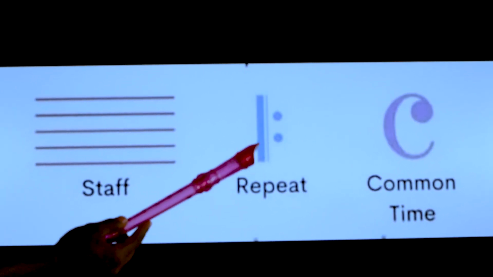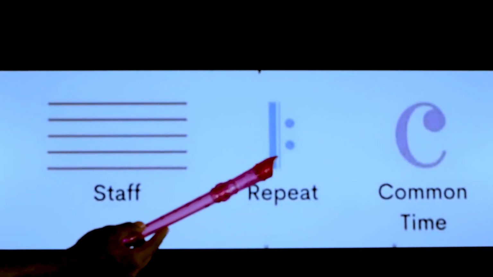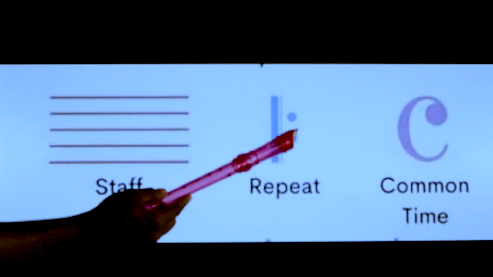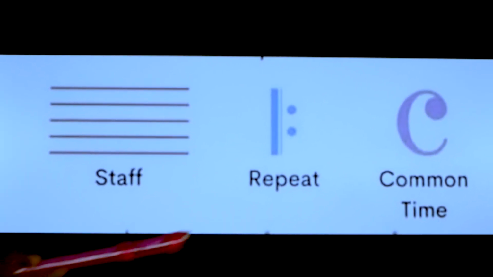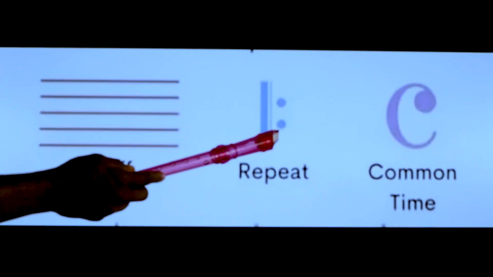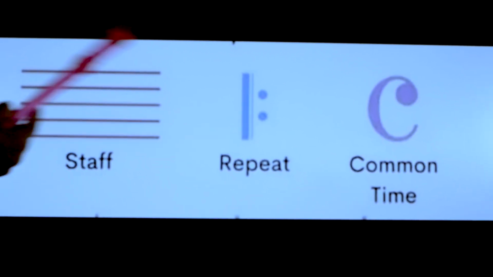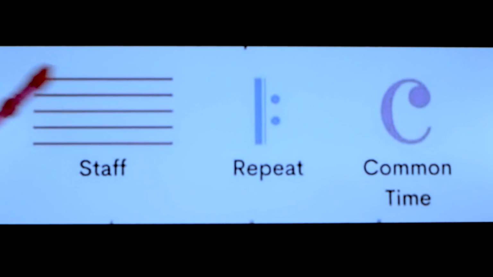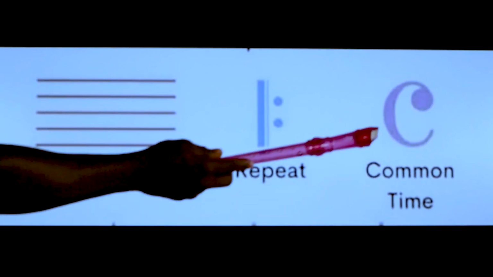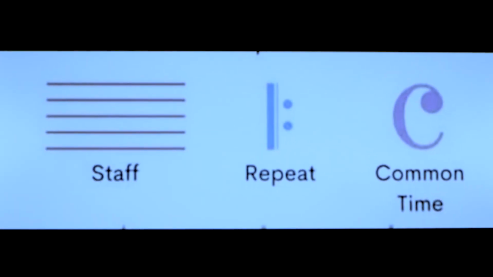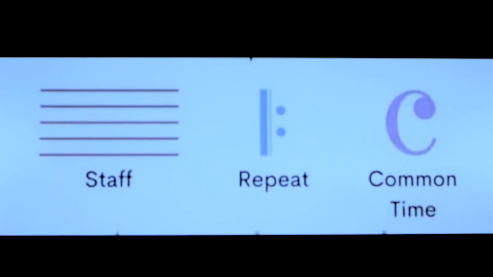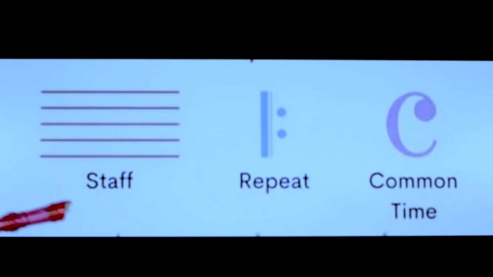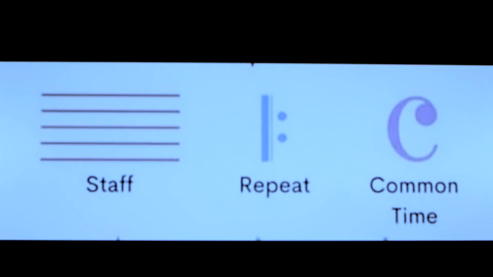Then on this side, after the double end line, we have the double end line, this one and this one, then 2 dots. When we have this sign here, we mean this one is a repeat sign. A repeat sign means when you reach here, you go back to the beginning or where it will direct you to, then you sing the part that is there. Then now we have this one, a C with a head. A C is known as common time. So we have a staff, a repeat, and common time.